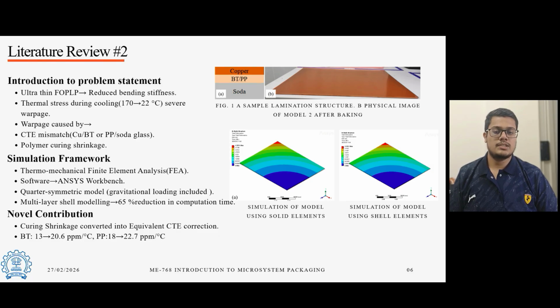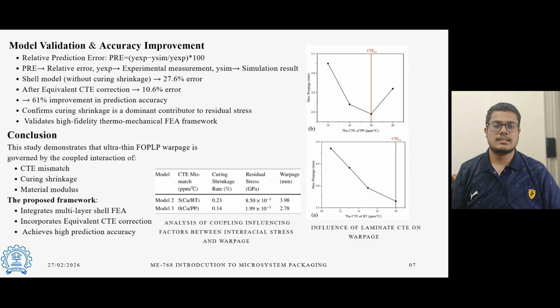The key innovation of this paper is the equivalent CTE correction method. The author converted curing shrinkage into an equivalent thermal strain term by modifying the CTE value. After corrections, the effective CTE of the BT increased from 13 to 20.6 ppm per degree Celsius, and for PP it increased from 18 to 22.7 ppm per degree Celsius. This allows curing shrinkage to be integrated directly into the thermomechanical framework. Now, in the next slide, we will see the validation and design insights.